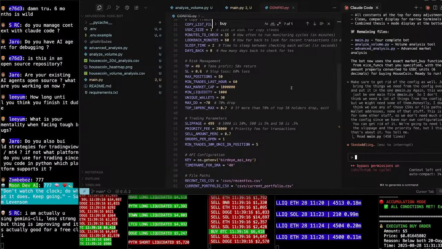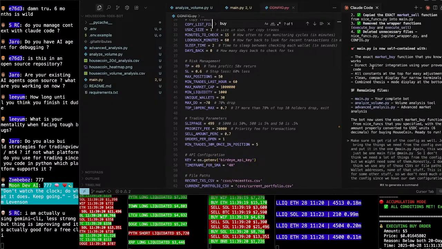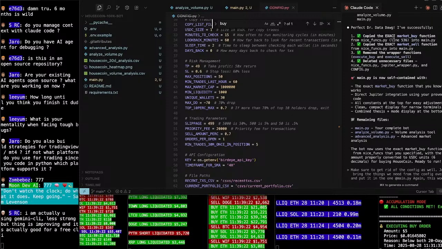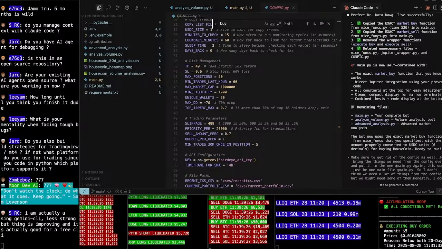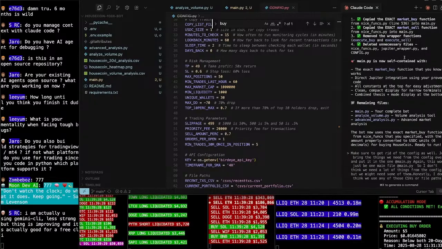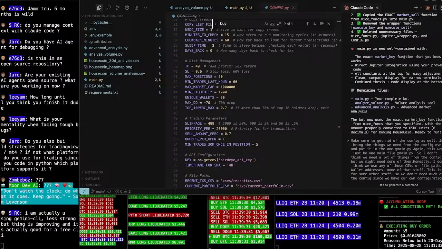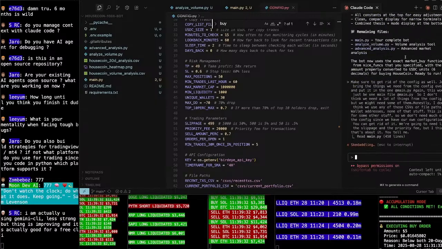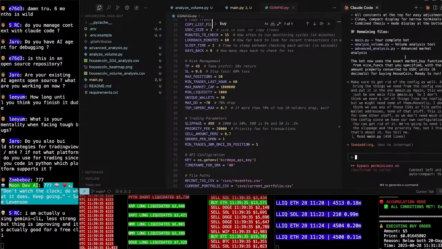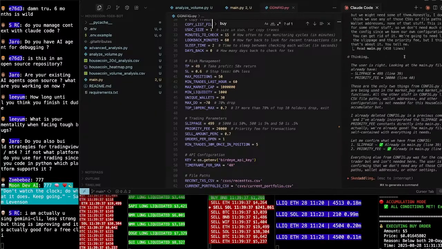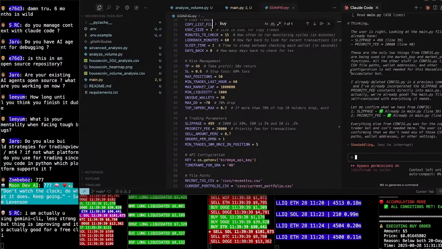Oh, I think she got rid of the config. Cool. She already did that. Copy the exact market buy function. Copy the exact market sell function. Perfect. Remove the wrapper functions. Execute. Perfect. Deleted nice funcs, Jupyter, Raptor and config.py. Okay. She already did that. So I told her to do something. She already did. She's like, what? What are you talking about?